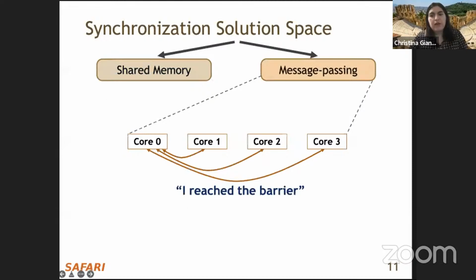The second approach is that cores can coordinate with each other via exchanging messages. Those messages can be implemented either in the software or in the hardware, and therefore they exchange information in order to reach an agreement.